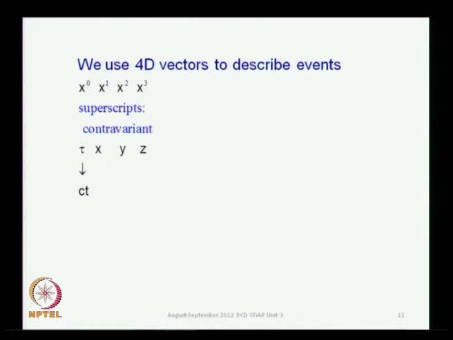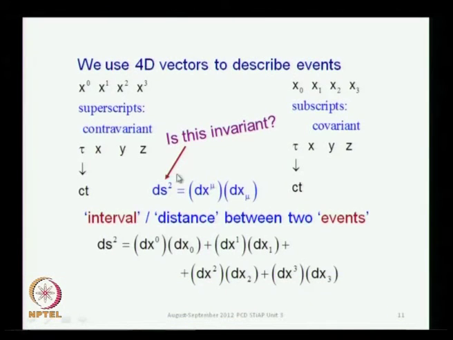So, I will quickly remind you of the notation. I will not spend too much time working this way up, but just to quickly remind you, and then introduce the invariant quantity, which is this scalar dx mu dx mu. This is the quantity which is invariant under Lorentz transformations.